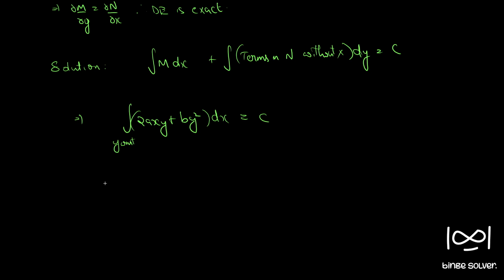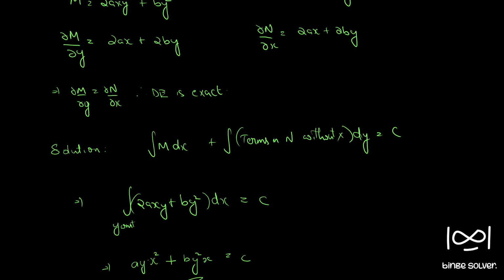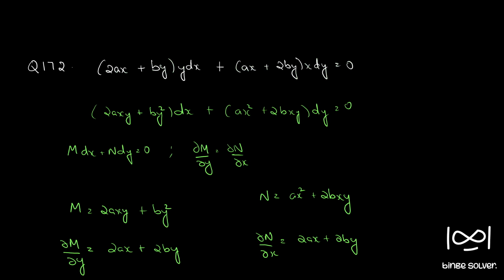So y is a constant, so we get 2ay times x²/2, so the 2 gets cancelled, so a y x² + b y² x = c. a y x² + b y² x is equal to c. This is the solution to question number 172.